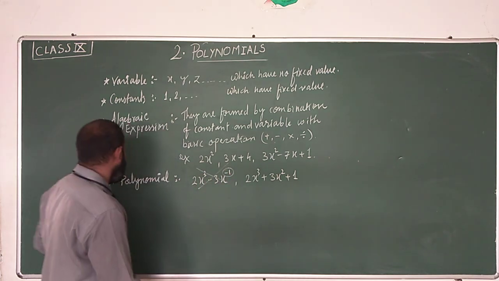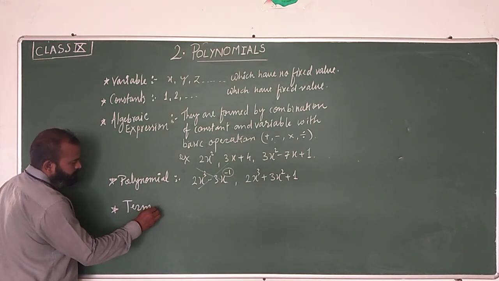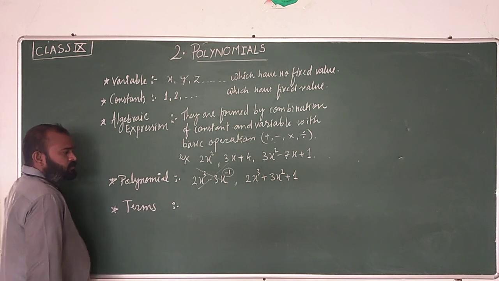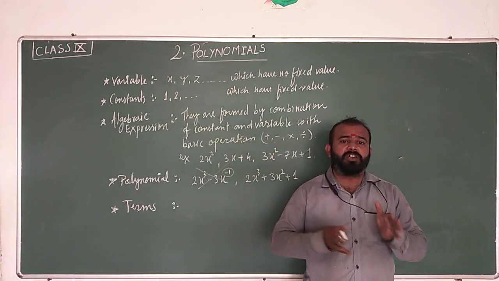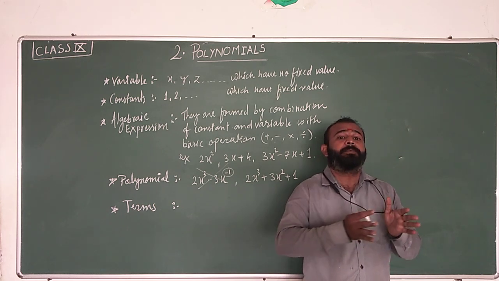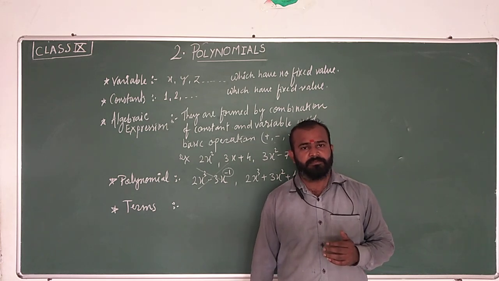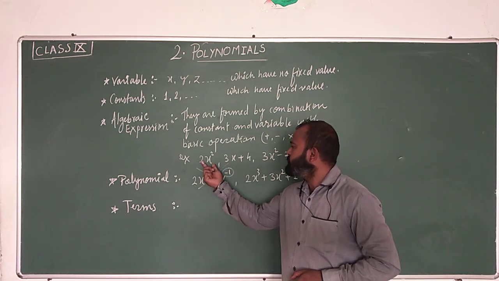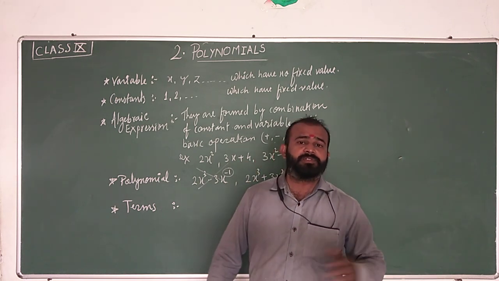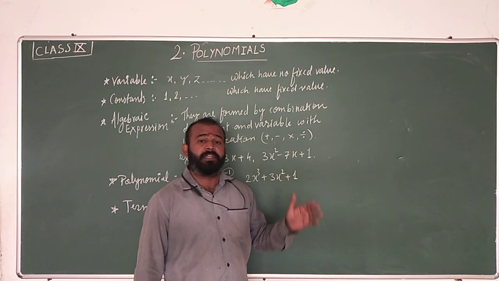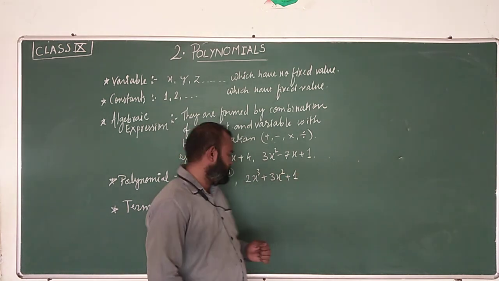Okay. After that, the term is there. So what are terms now? Terms are the part of an algebraic expression which is separated by addition and subtraction sign. These are called the terms. But if you want to count the terms, then terms are only separated by addition and subtraction sign.